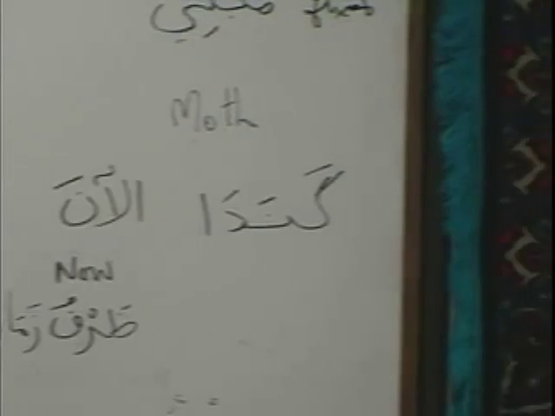Okay, huwa mubtada, al-ana is zarf. Where is the khabar? Fil mustashfa. Jar majrur, shibu jumla khabar.